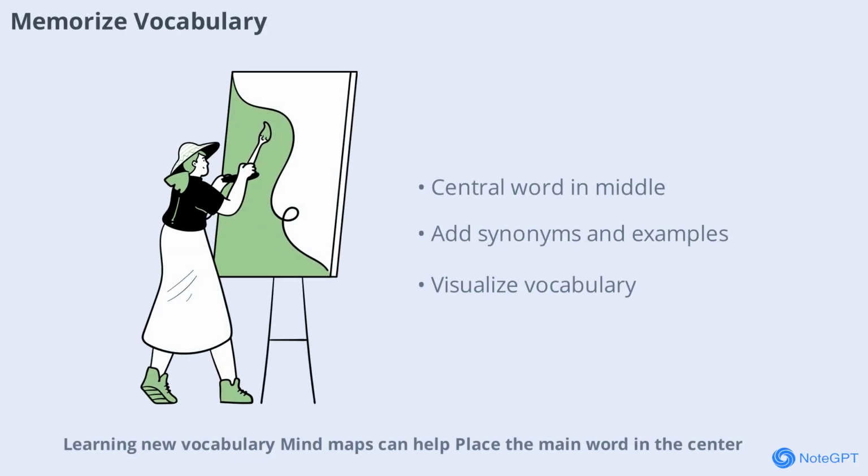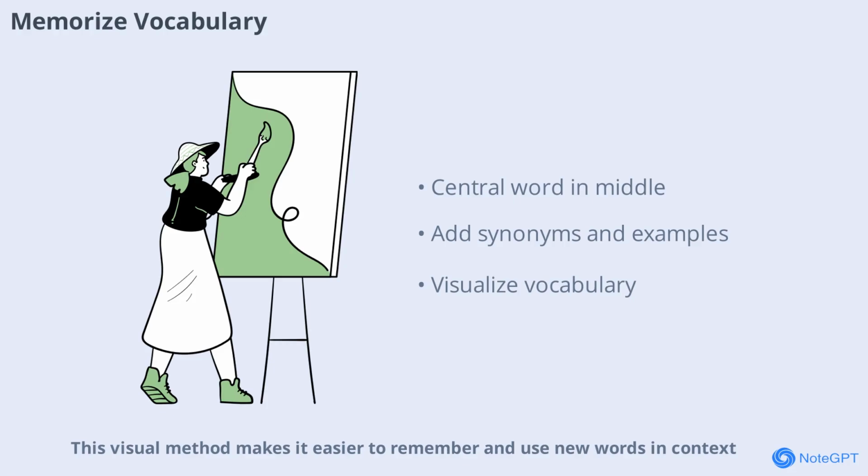When learning new vocabulary, mind maps can help. Place the main word in the center, then branch out with synonyms, antonyms, example sentences, and related images. This visual method makes it easier to remember and use new words in context.